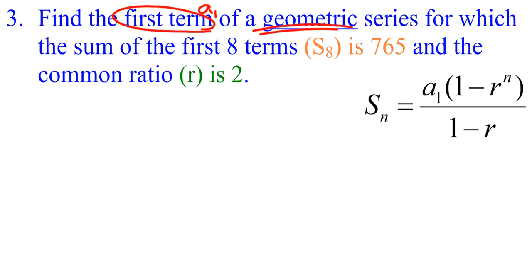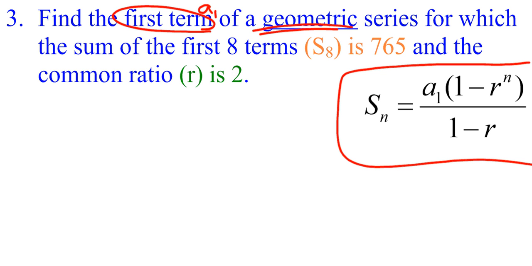So here's the formula for geometric, and I'm going to see what variables I know. I know that S8 is 765, so that's going to go right here. Do I know my first term? Nope, that's what they're asking me to find. I know R is 2. Do I know N? Well, that's right here. S sub 8 is how many terms there are. So N is 8, and then down here R is 2.